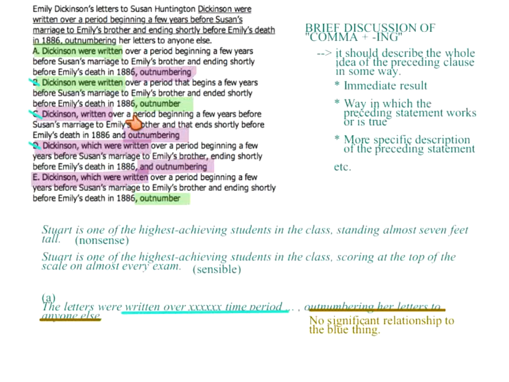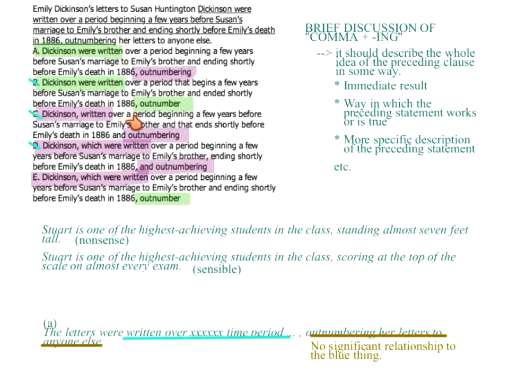E doesn't have this problem because E just says which were written. This describes the letters to Susan Huntington Dickinson, but it doesn't assume any relationship to the following clause. So back to Stuart and his height, an example of the correct brown thing would be this brown thing right here, the one that actually describes why Stuart is a high-achieving student. So that's an example of how that could be correct.